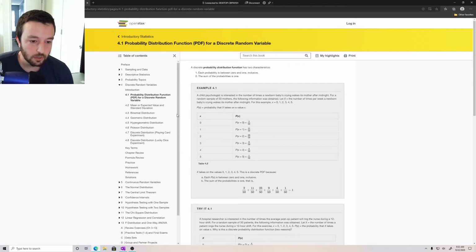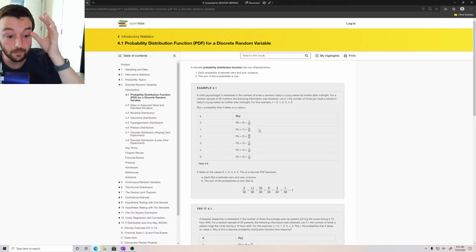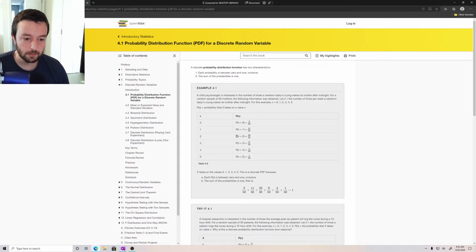And then the P is the probability that we get that number. So when it says X equals 0, the probability that X is 0, meaning the probability that the baby wakes up the mother 0 times per week, the probability that X equals 0 is 2 out of 50, so about 4%. The probability that they wake them up 1 time per week is 11 out of 50, about 22%. The probability that they wake them up 2 times a week is 23 out of 50, 46%. So that's what this is saying here.